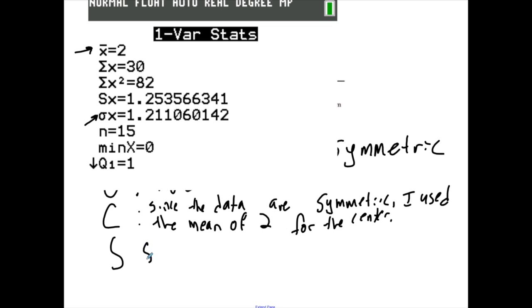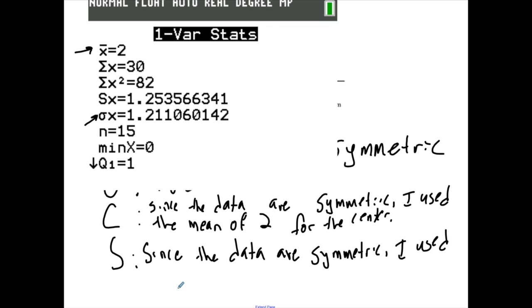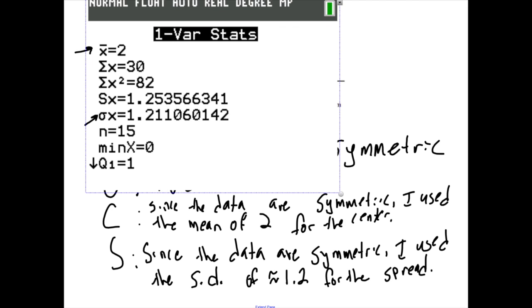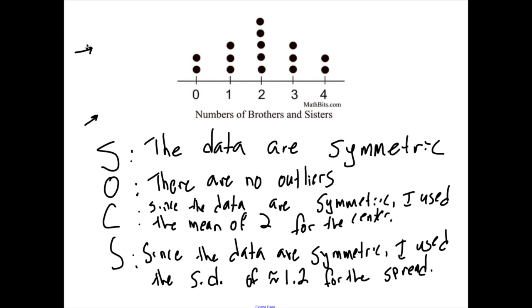Okay, and now finally, since the data are symmetric, I used the standard deviation, SD, of approximately 1.2 for the spread. Okay, so again, I see the measurement, I see the actual value of the measurement, and I see a reason. So it's based on the facts.